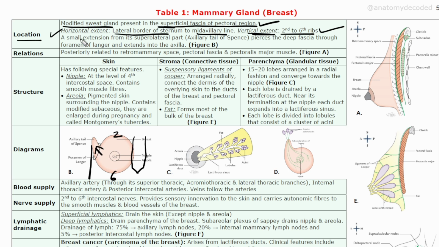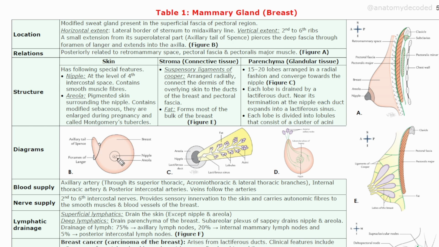We can see a part of mammary gland in the superolateral part that is going towards the axilla. There is a small extension called as axillary tail of Spence that pierces the deep fascia through an opening which is called as foramen of Langer. Here we can see one opening, that's the foramen of Langer, through which mammary gland is extending into the region of axilla.